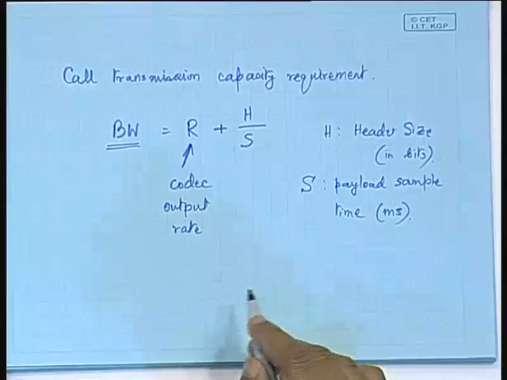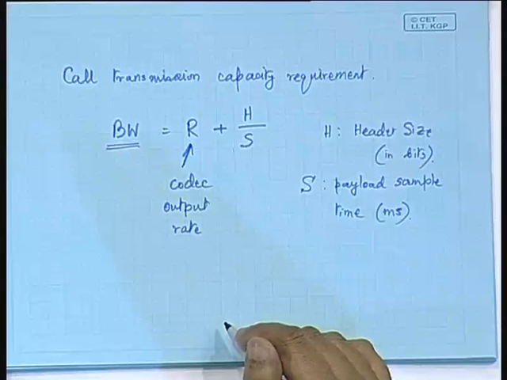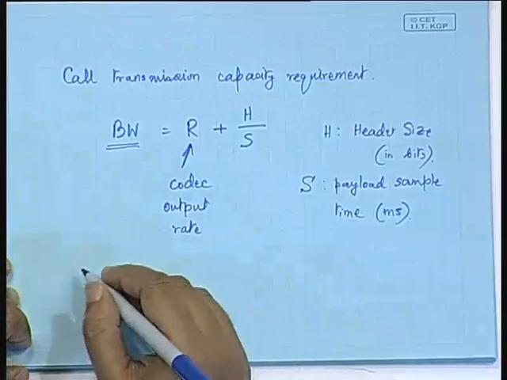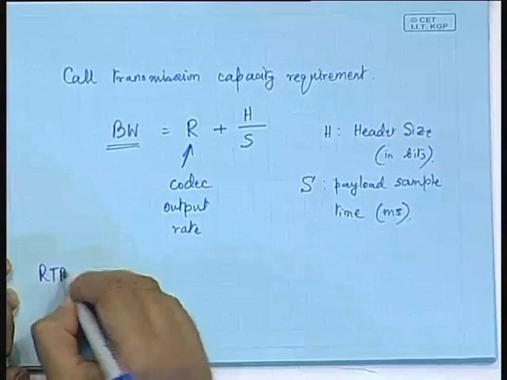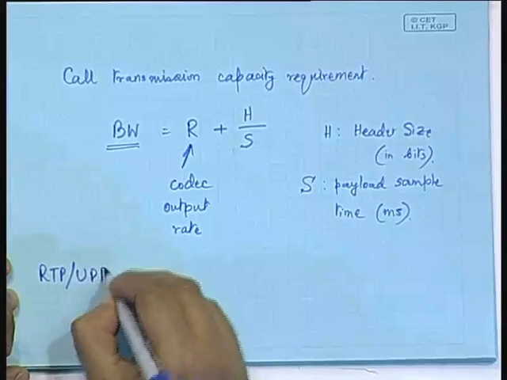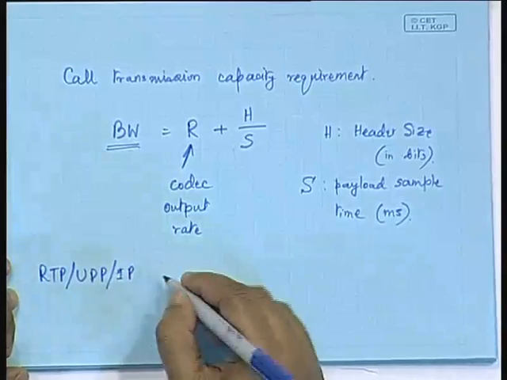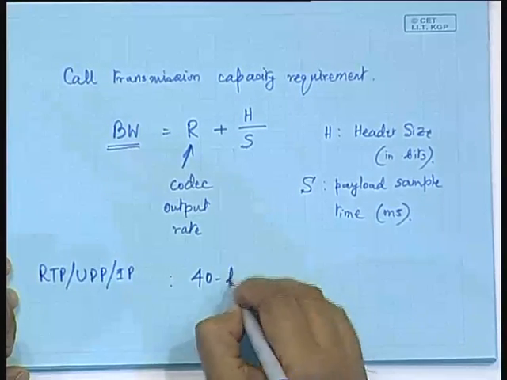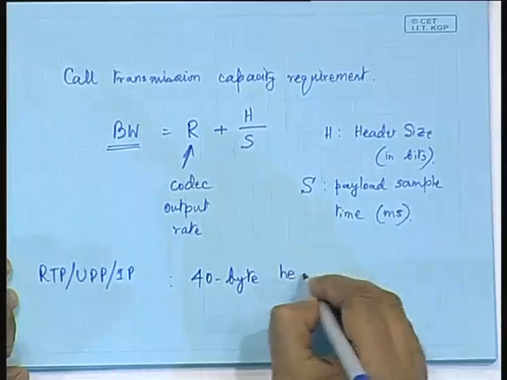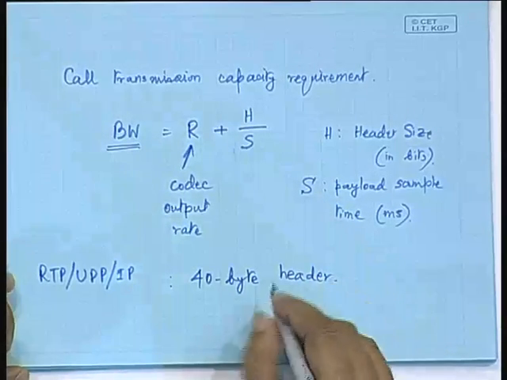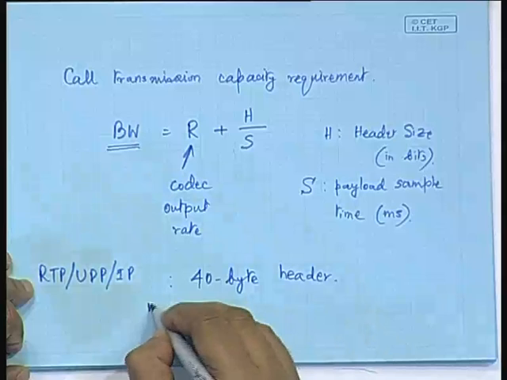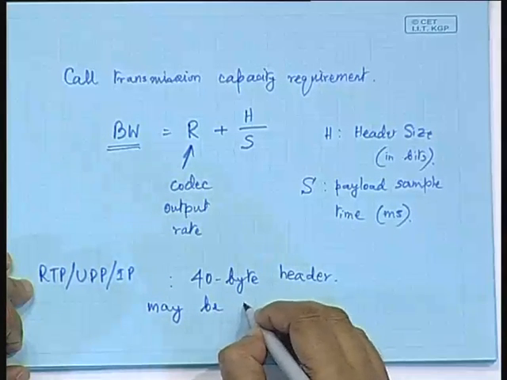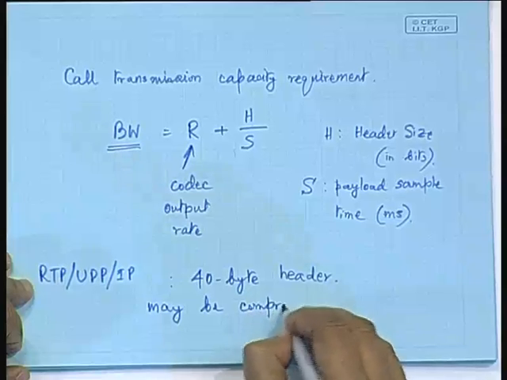So, this is the relationship, and in order to improve the payload efficiency. Now, for RTP UDP IP, the header size is 40 bytes. So, it uses a 40 byte header, but the header can be compressed to 2 to 7 bytes. So, the 40 byte header may be compressed.